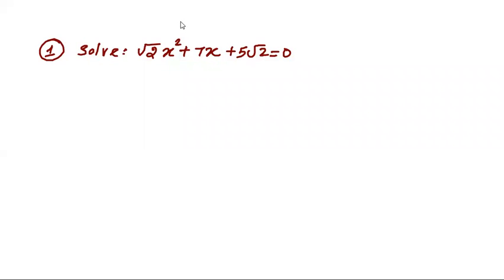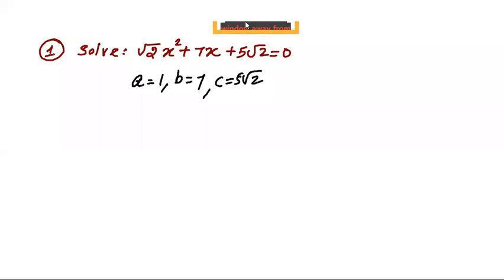Now we are going to do a question by using quadratic formula. So what's the question? Question says that solve root 2x square plus 7x plus 5 root 2 equal to 0. So solving means we know that first of all we have to write the values of a is equal to 1, b is equal to 7 and c is equal to 5 root 2. Value of a is equal to 1, that is the coefficient of x square. Value of b equal to 7, that is the coefficient of x, and the constant term is equal to 5 root 2.